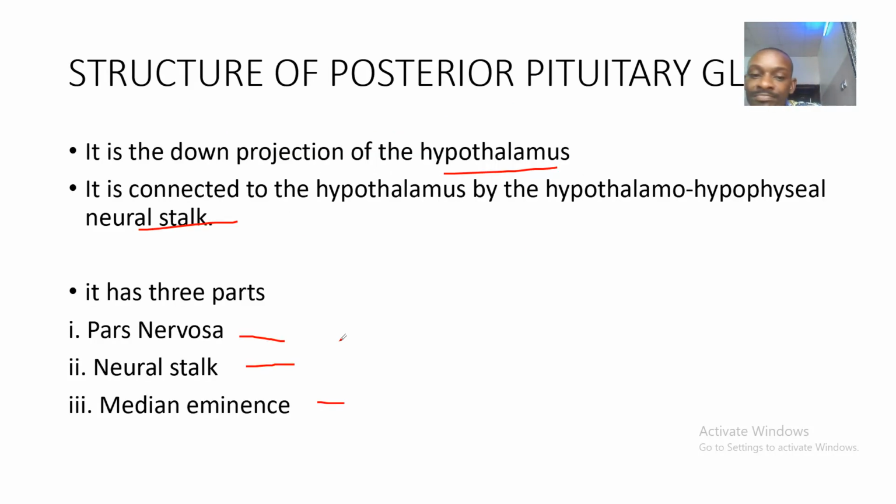Structure of the posterior pituitary gland and hormones of the posterior pituitary gland. That's what I'm going to name this lecture, right?